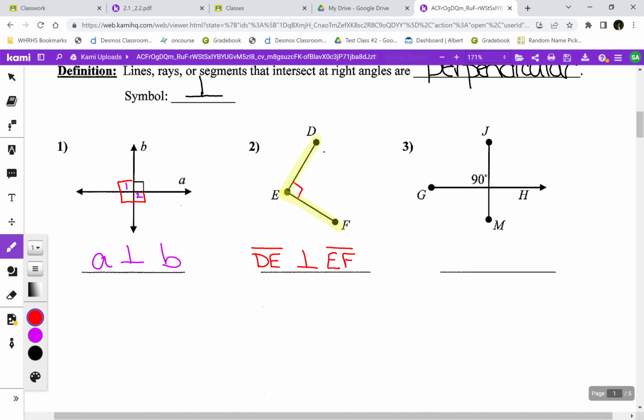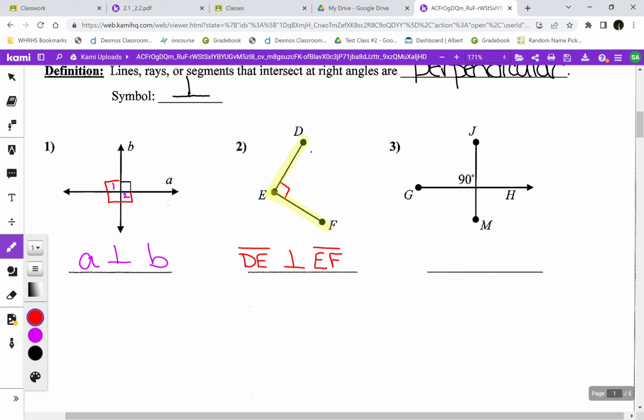All right, looking at number 3, what conclusion can we come to? Mariana? Good, we could say segment JM, but be careful, GH, sorry, GH is what? Not a line, 1 point and then 1 arrow. All right, so segment JM is perpendicular to ray GH.